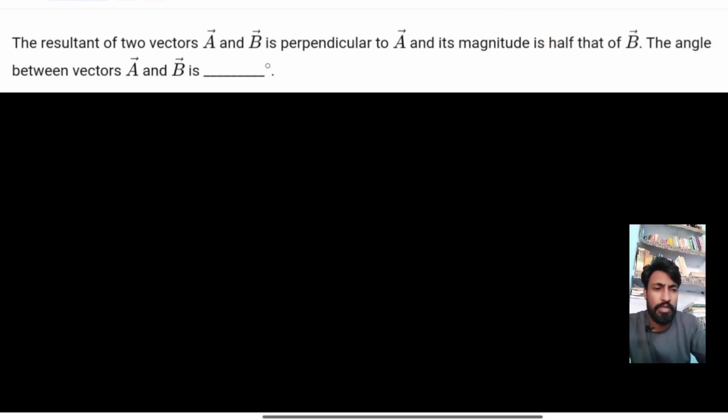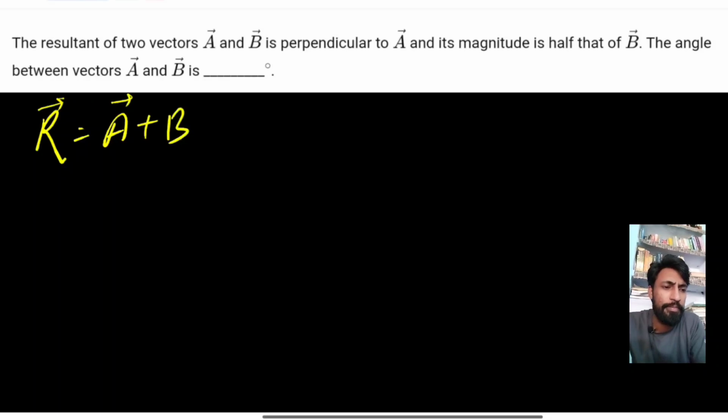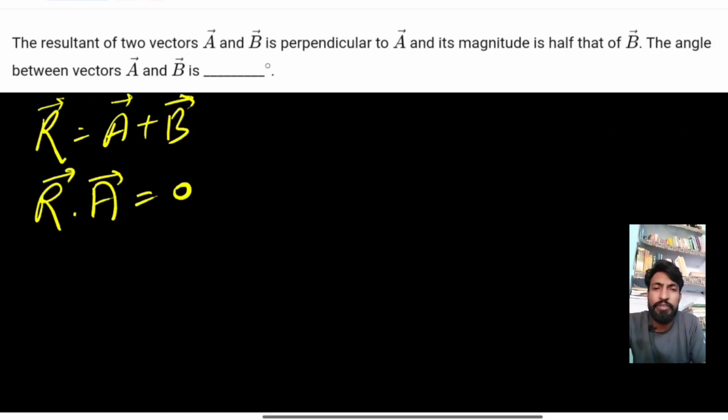Okay, let's start. We know that R equals A plus B. That's a very simple thing. We know that R is the resultant, and the given condition is R dot A is 0. Why? Because if two vectors are perpendicular to each other, then their dot product is 0. So putting the value of equation number 1 in this, I call it equation number 2.